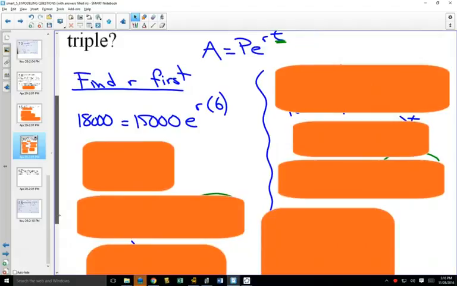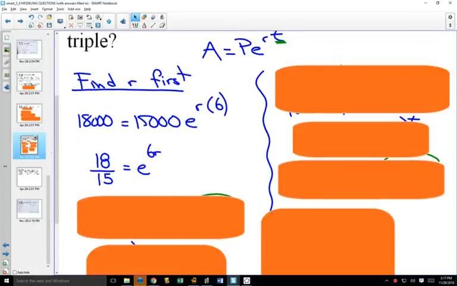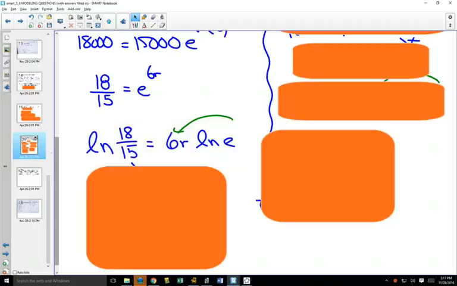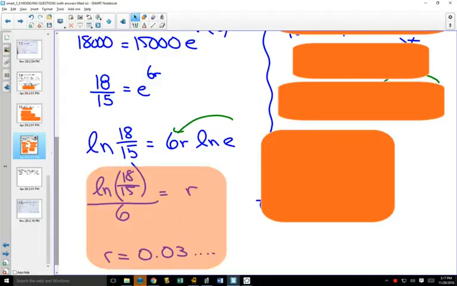Now we're solving for r in the exponent. So we're going to use logs. First of all, I'm going to divide both sides by 15,000. Are you okay with me taking off the zeros and just writing it as 18 over 15? Could be reduced further, but that's okay. And now since the base is e, I'm going to take the natural log of both sides. And solving for r, I get natural log of 18 over 15 divided by 6.